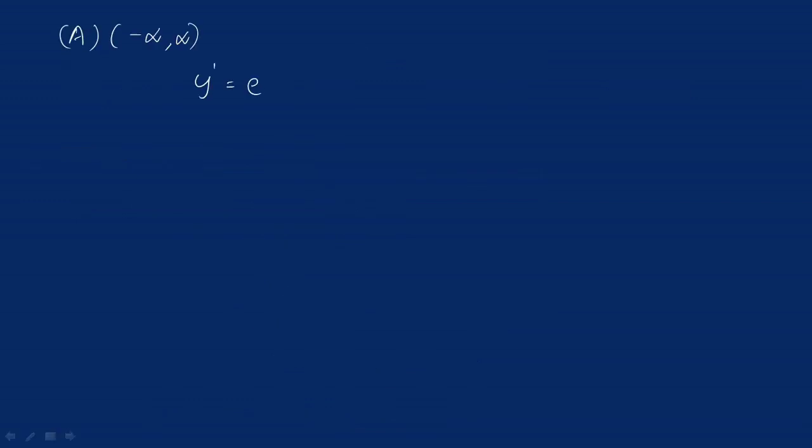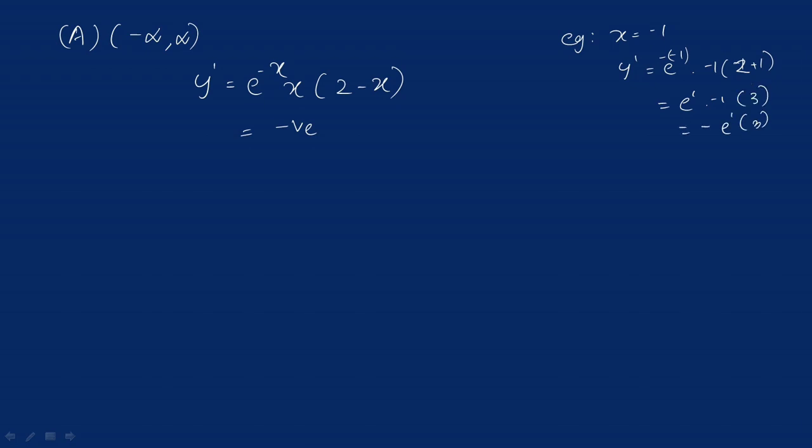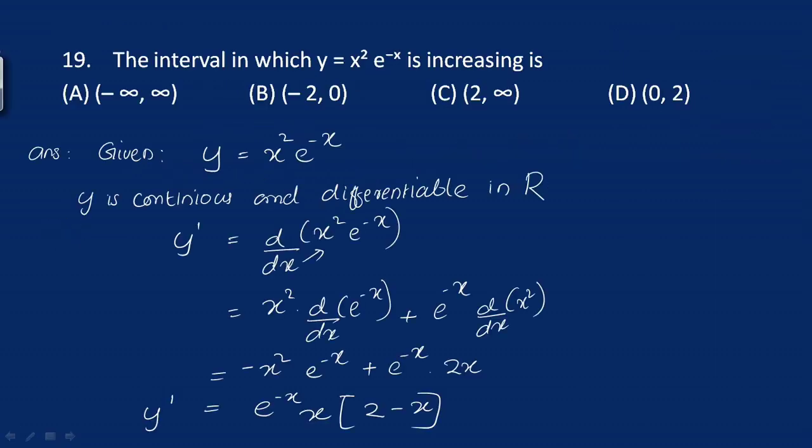When x belongs to that interval, we have y dash, that is e raised to minus x, x into 2 minus x. So if we apply any value between minus infinity to infinity, we will be getting a negative value. For that, I have given an example on the right side: we are applying x is equal to minus 1. So we have y dash, applying minus 1 into each and every quantity. At last, we will be having a negative value as the answer. So we have got y dash as a negative value. So y is a decreasing function at that time. So in minus infinity to infinity, y is decreasing.